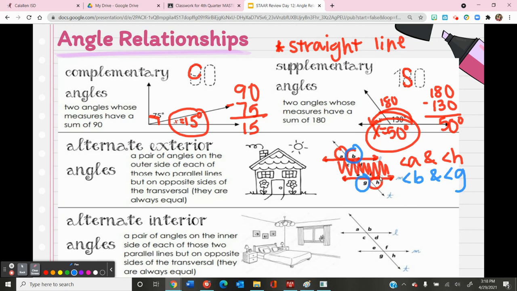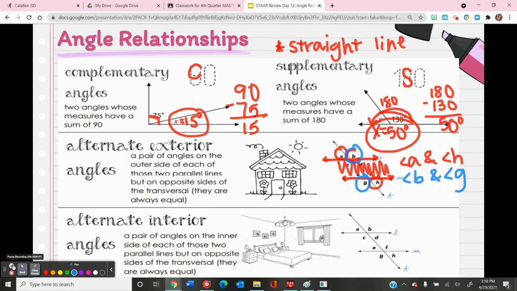Here, alternate exterior angles are congruent. They have the same angle measurement. So if I am given the angle measurement for A, then you can also find the angle measurement for H, given angle A. So again, alternate exterior angles are equal to each other.